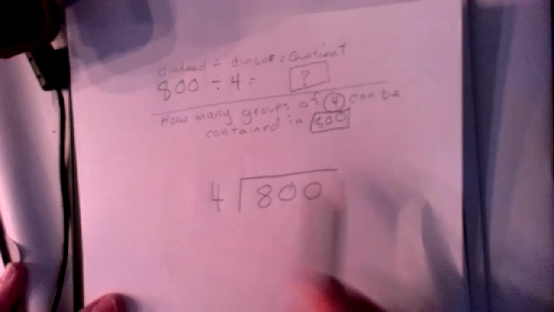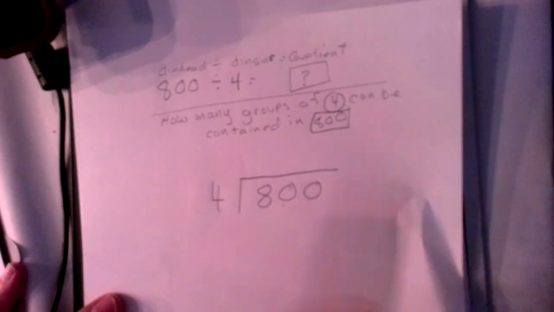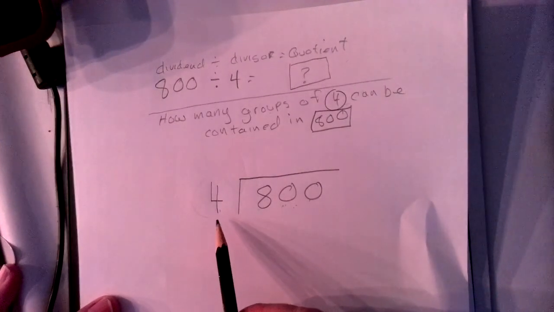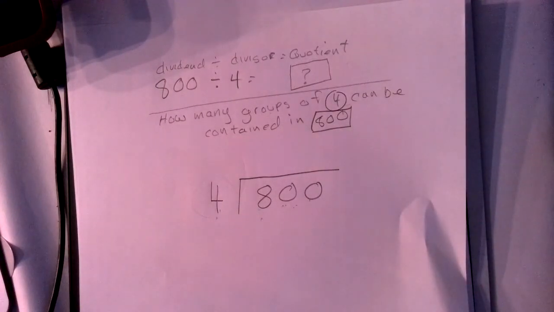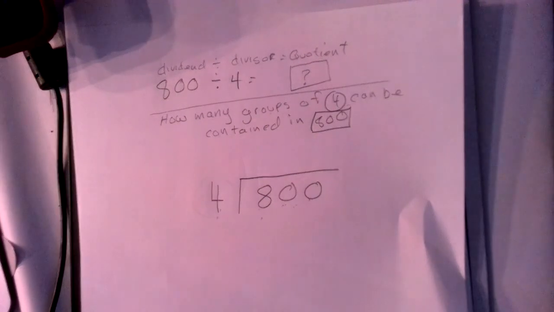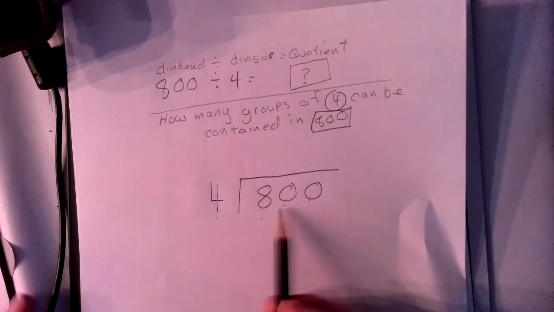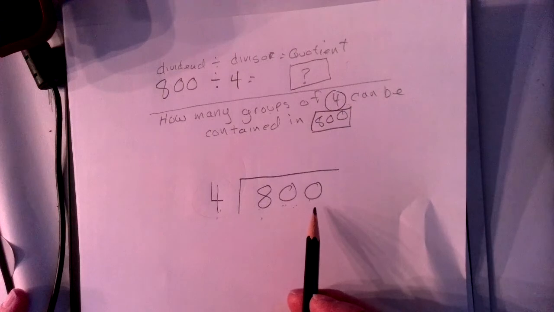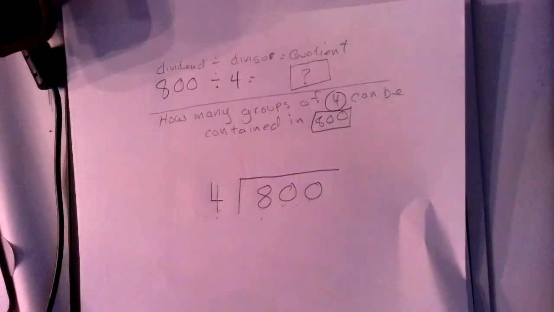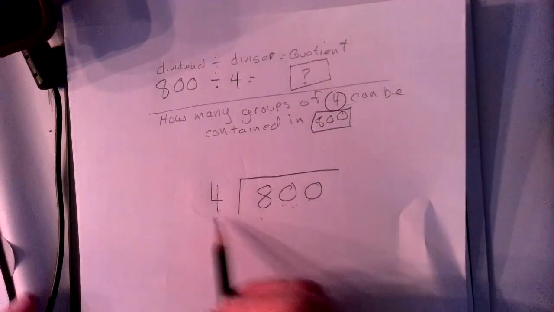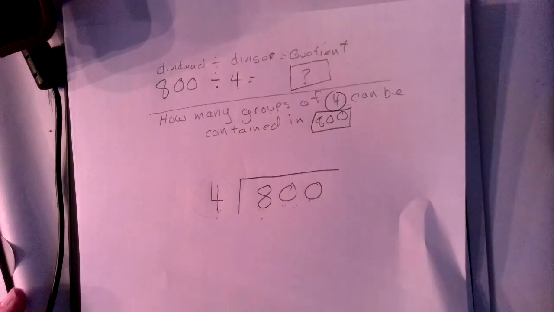And this is kind of a friendly number. It's an easy one because you're familiar with these numbers and you know that there's a relationship between 4 and 8. You know that right away just by looking at it. That makes it a little friendlier. And there's zeros in it, which makes it even more friendly for such a big number. So you want to know how many groups of 4 you can get into 800. And we know something about that.